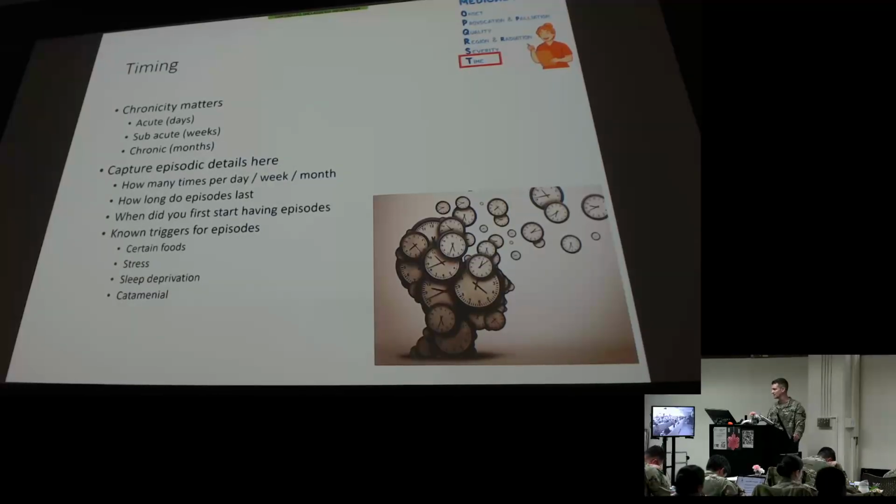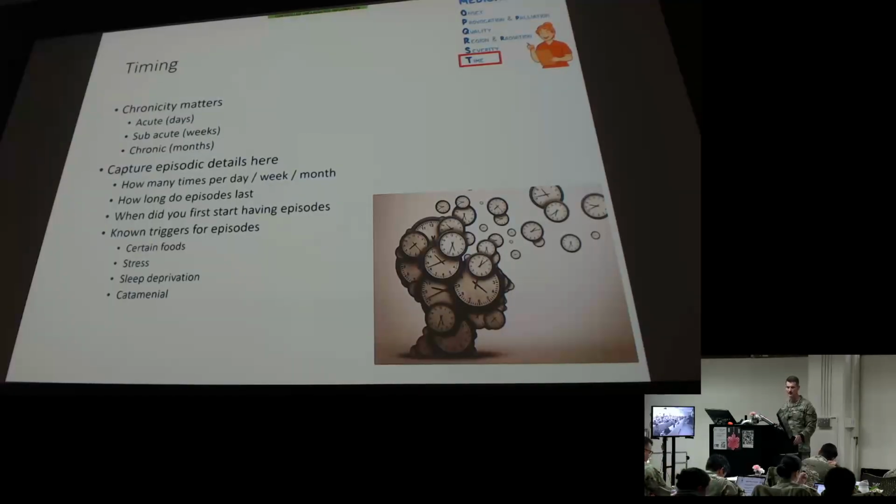Does anyone know the term catamenial? That's a good one. It's actually related to the menses. So a lot of times we can have migraines related to our menstrual cycle. It's very important. A guy can't have a catamenial, but women definitely, pay attention to that one. That's a board question word that pops up a lot of times.